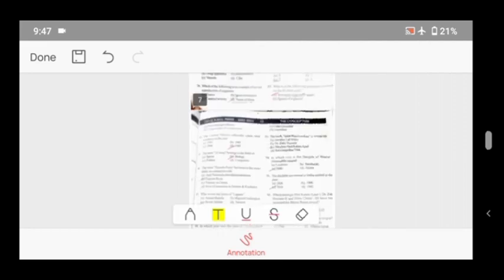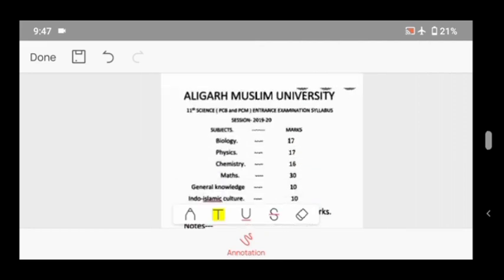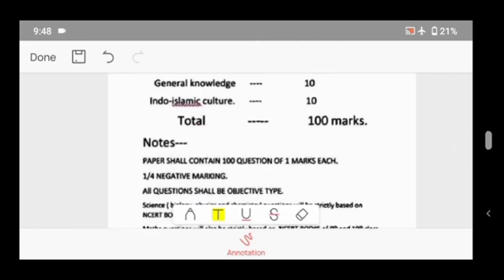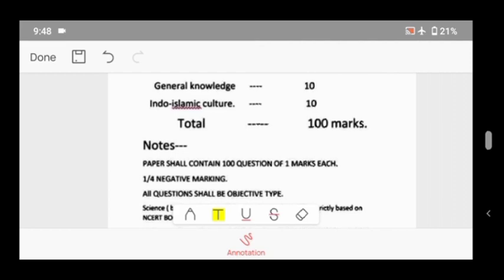Okay, so here I have to explain to you that, according to me, whoever makes the paper can put anything first, maths or science or Indo-Islamic or general knowledge. If they put maths first, it will be very hard. If you have studied the full syllabus, it will be easy for you, because there is negative marking. See here it is written: the paper shall contain 100 questions of 1 mark each, and there will be negative marking.